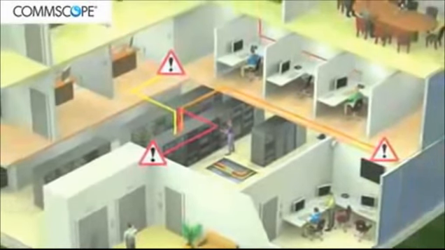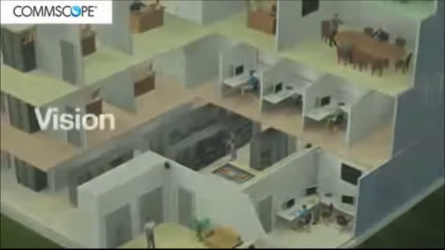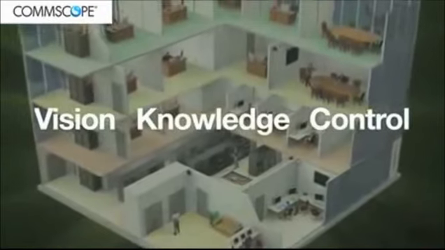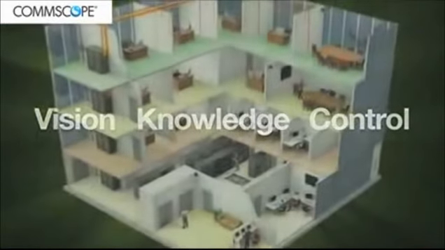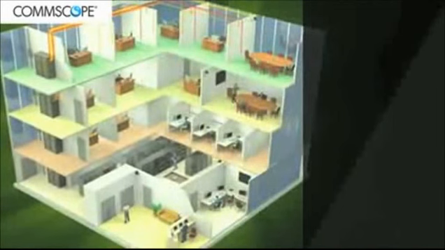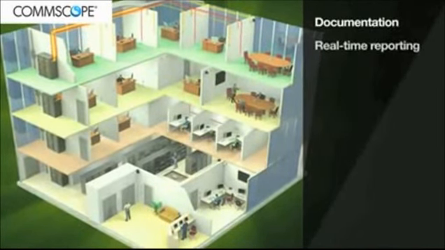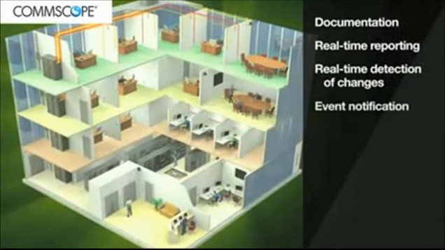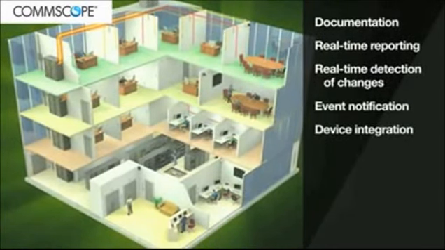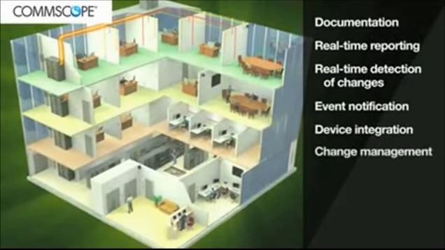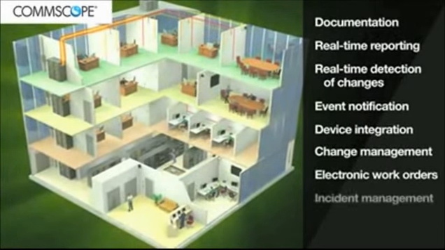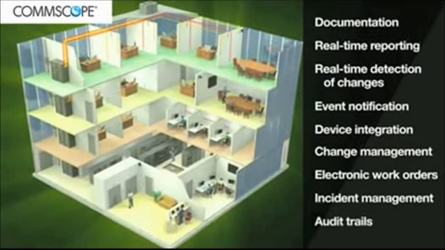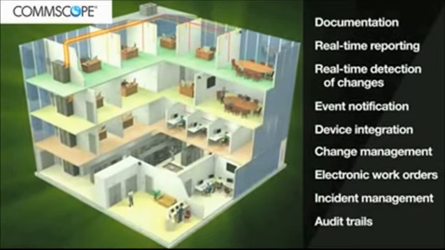By deploying an intelligent infrastructure, you can gain the vision, knowledge, and control you need to optimize your systems and prevent performance degradation. With an intelligent infrastructure, you gain automated connectivity documentation, real-time reporting, real-time detection of changes, event notification, integration with external devices such as cameras, change management through electronic work orders, closed-loop incident management, and improved accountability through audit trails. Put simply, life gets easier with intelligence.